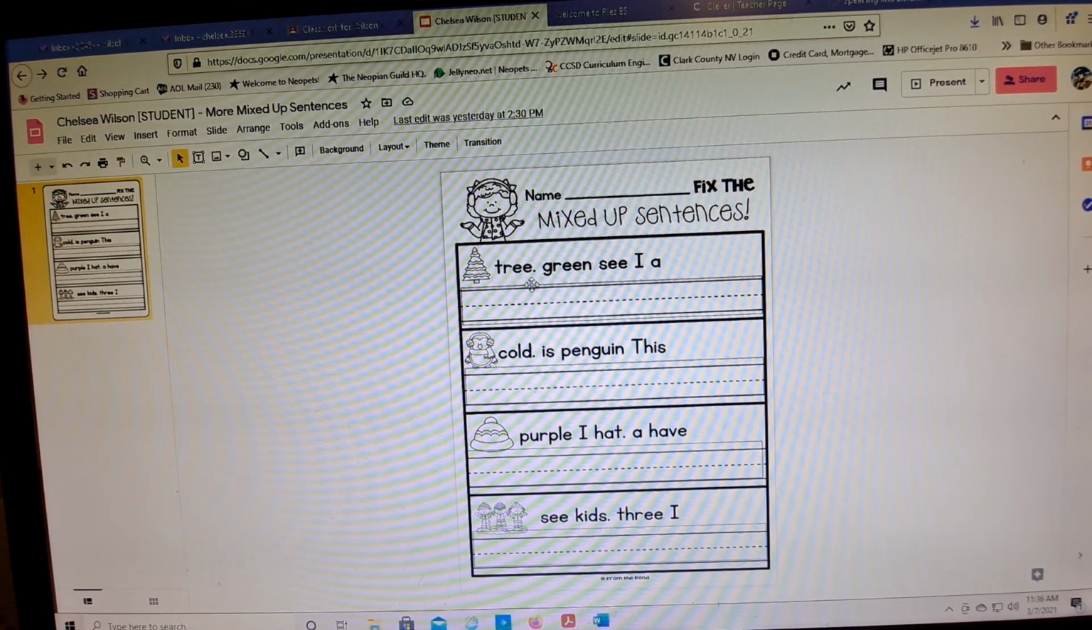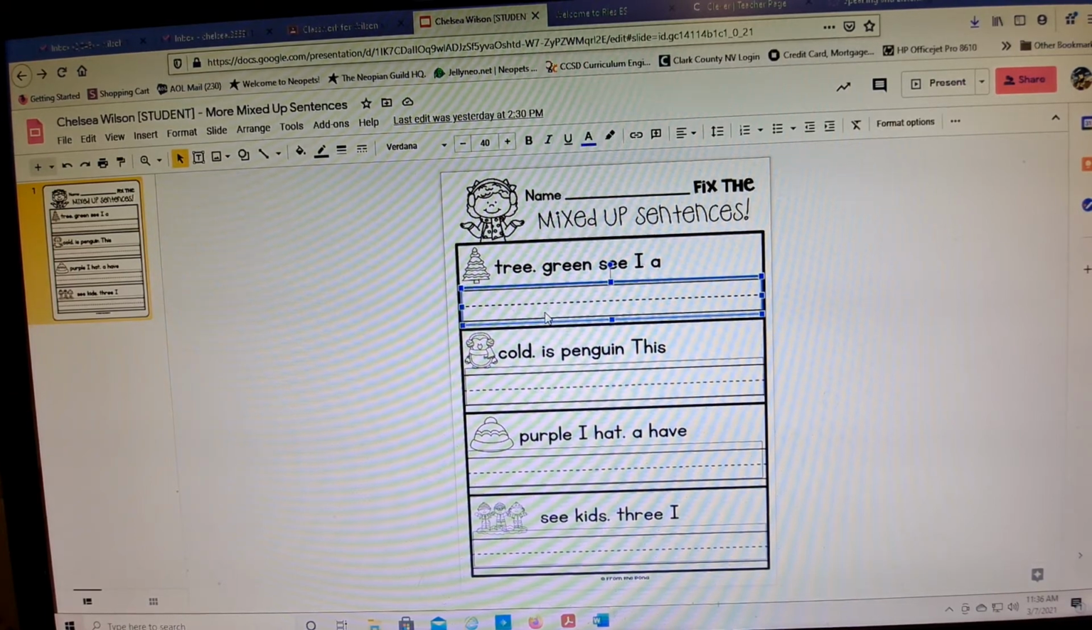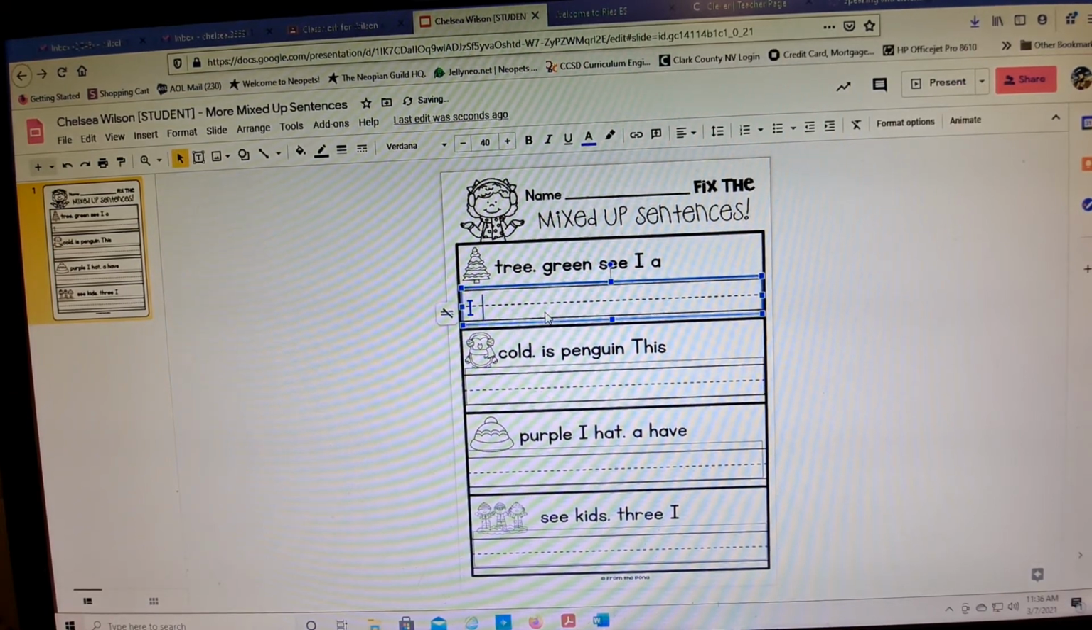So it says tree green C-A-I. And I will talk to them about this on Wednesday before they head off to do it. Keep in mind that our clues are that sentences always begin with a capital and they always end with a period. So then look for what word starts with a capital. In this case, it's the word I. And then what word has a period, and it's the word tree. So then what should the order be? It should be I, C-A, green, tree, period. So then they can type that response in.